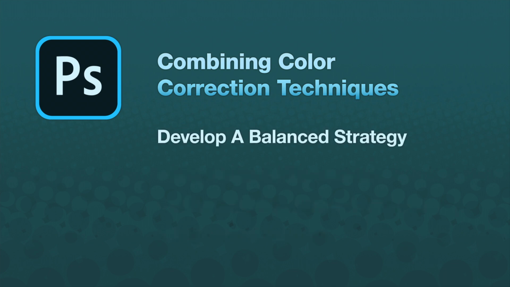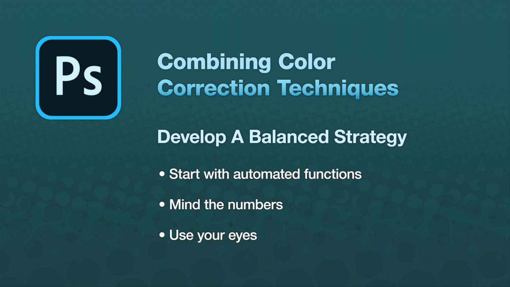Also have a balanced strategy. I recommend starting with automated functions and then making minor adjustments as needed with more advanced tools. Use the numbers from the color channels, even if you can't reliably tell what's happening on screen, like, for example, if your monitor isn't calibrated correctly. The numbers in the info palette are always going to be accurate to a photo's color representation.